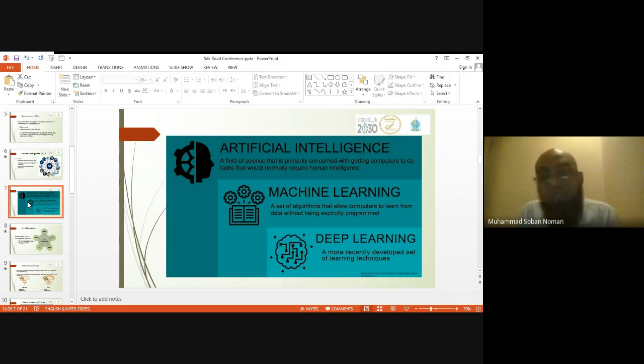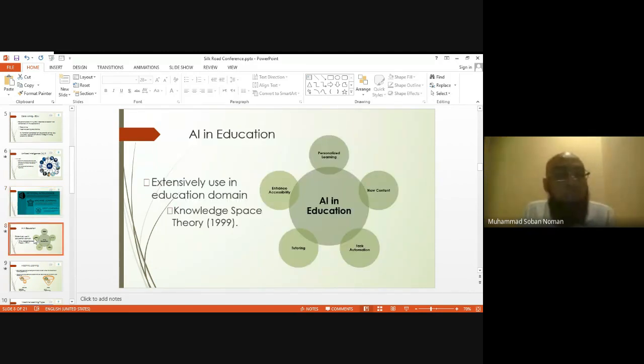Machine learning is a set of algorithms that allows computers to learn from data, and that data I have already defined as EDM data, without being explicitly programmed. AI in education, based on the knowledge space theory of 1999, can be used for personalized learning, for developing and enhancing new content, and to show what the student actually wants to learn at a particular time. So AI is in every field of life, including the e-learning domain.